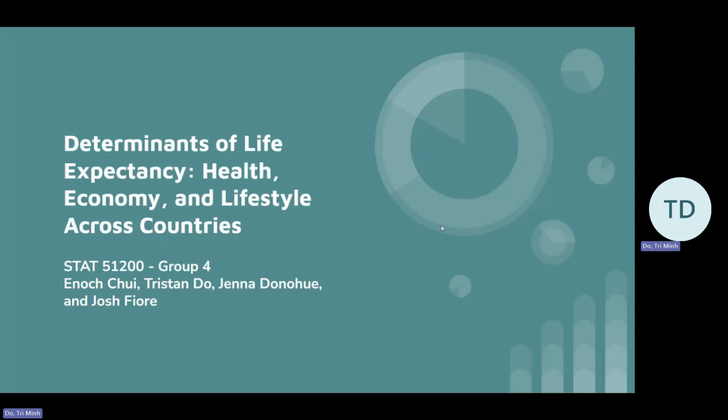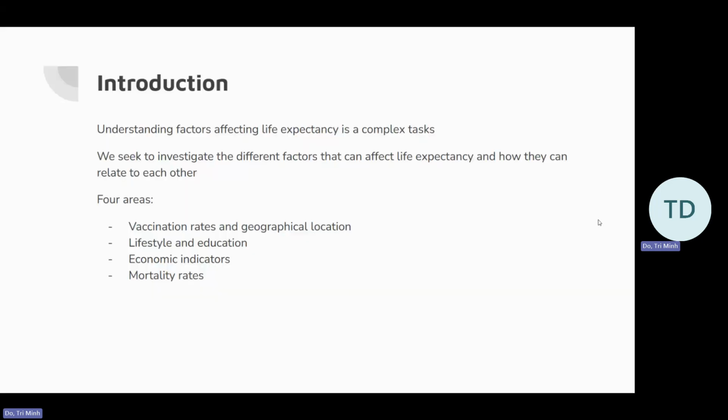Here in the final project, we are trying to understand the determinants of life expectancy. First, we must know that understanding what affects this is an extremely complex task. So we are here to investigate how these different factors can potentially affect life expectancy and how they can relate to each other. Our research is divided into four key areas.